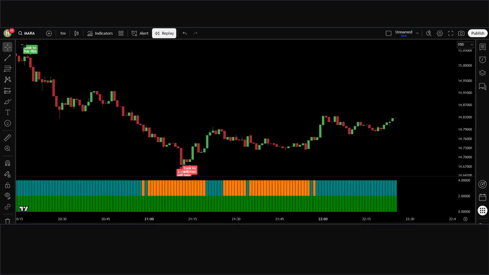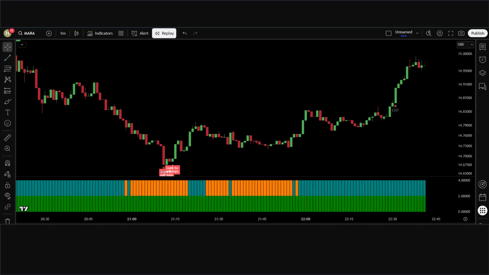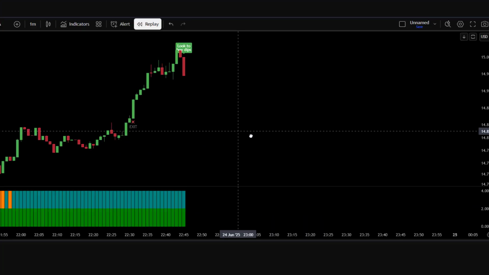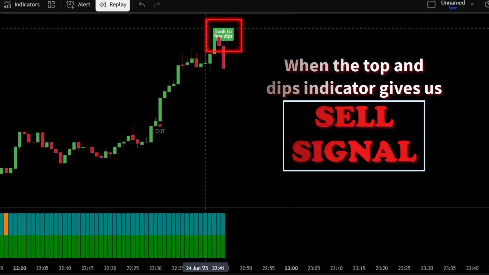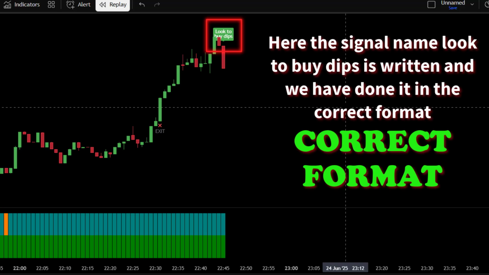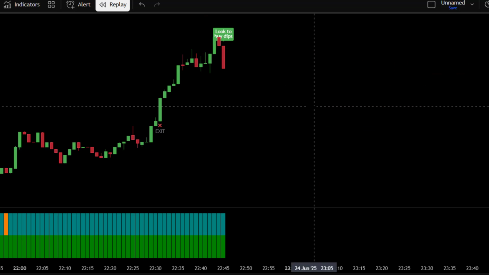Now, let's understand the concept where we will take buy and sell trades based on their conditions. When the top and dips indicator gives us a sell signal, here the signal name "look to buy dips" is written, and we have done it in the correct format.